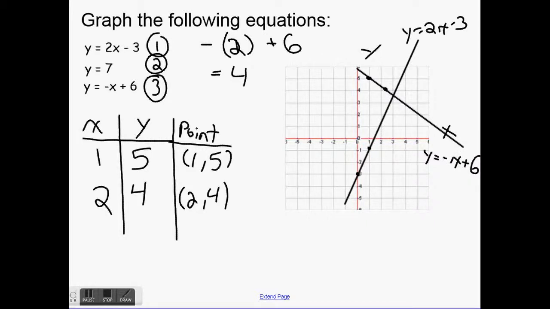And do we like draw something where those two intersect? Well, we'll get to that later, but yes. We do talk about that. Solving a system of equations is where they intersect.